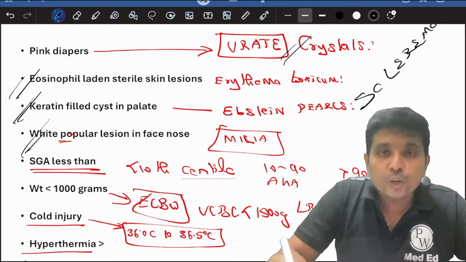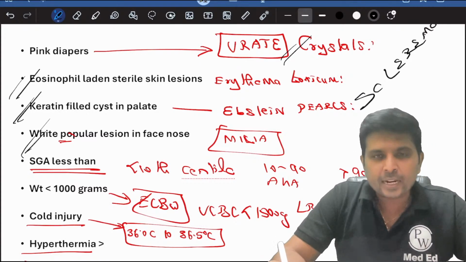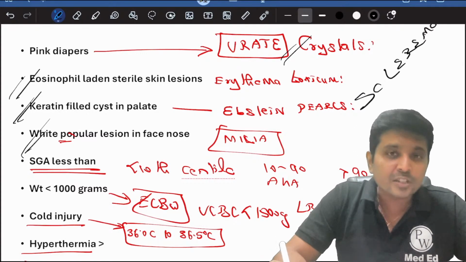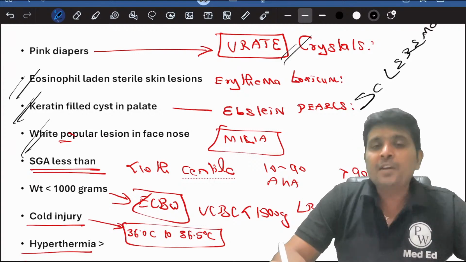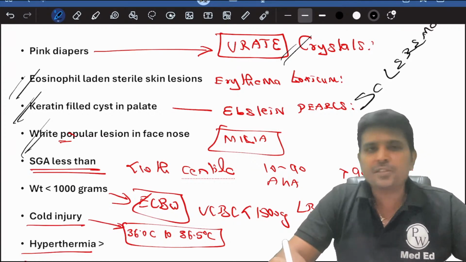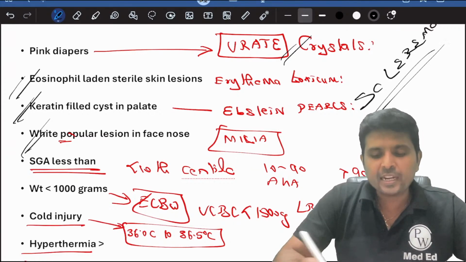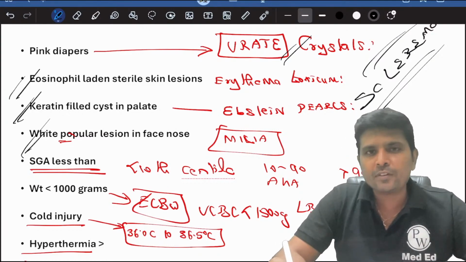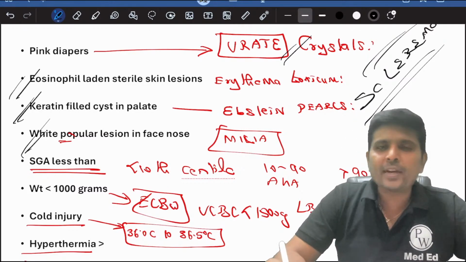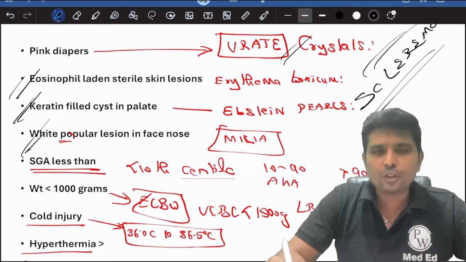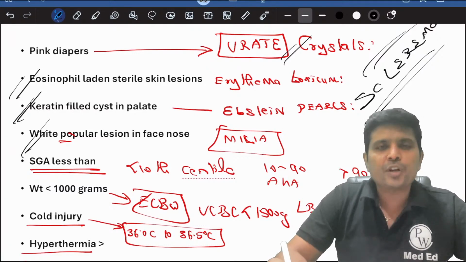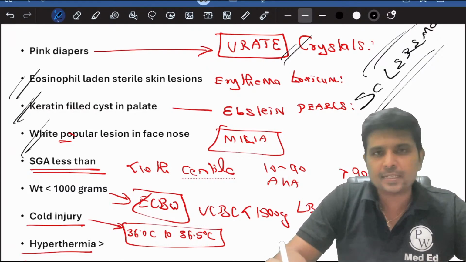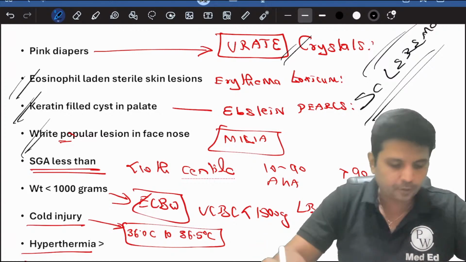Sclerema is nothing but woody induration of the skin, as a result of oxidation of the subcutaneous fat, which occurs in gram-negative sepsis such as Pseudomonas. So sclerema is woody induration of the subcutaneous tissue, mainly involving your chest, leading to poor expansion of the lung and death of the baby. This sclerema is not a physiological entity and it occurs as a result of Pseudomonas sepsis.